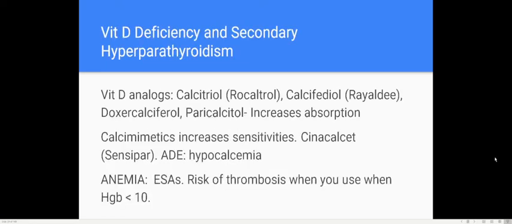Now, vitamin D deficiency is also an issue with kidneys as well. And for this you can use calcitriol, paricalcitol, or calcifediol, and some other ones, as well as calcimimetics, whose main side effect is hypocalcemia. Also, you can have anemia as well, for which you use an erythropoiesis-stimulating agent, or ESA. We don't really use these unless the hemoglobin is less than 10, and you usually stop it once it goes over 10 anyways.